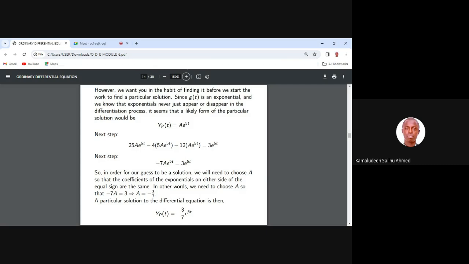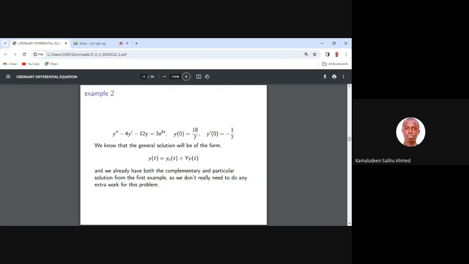So let's see what will happen when we have a particular solution and an initial value problem. This is the initial value problem given to us. Y of 0 is equal to 18 over 7. Y prime of 0 is equal to negative 1 over 7.